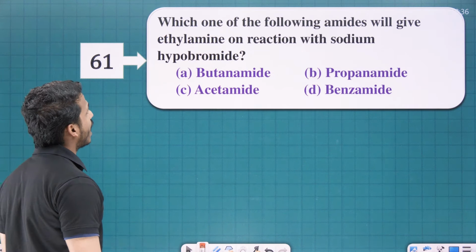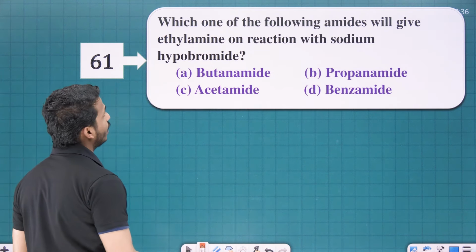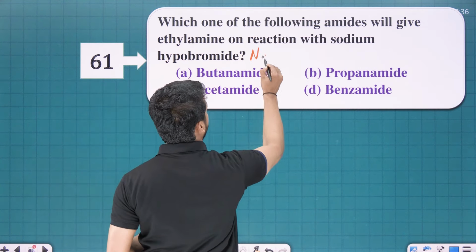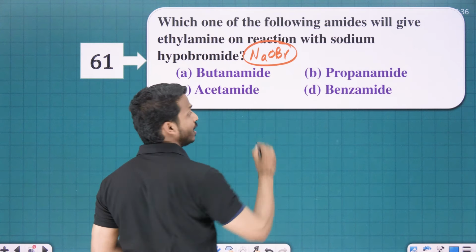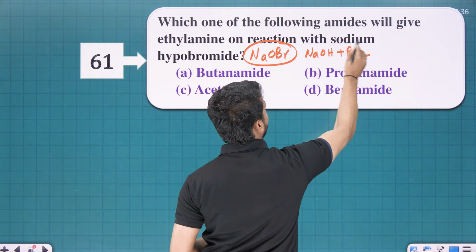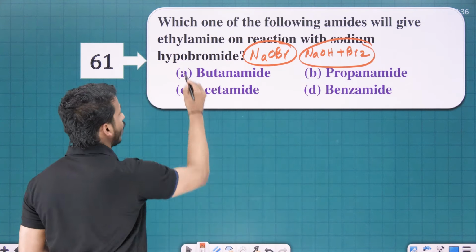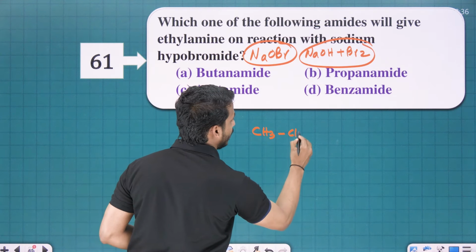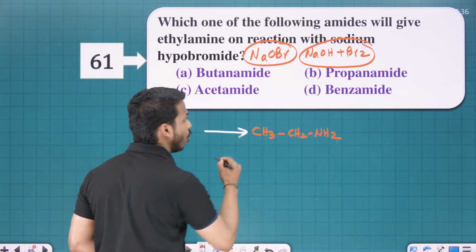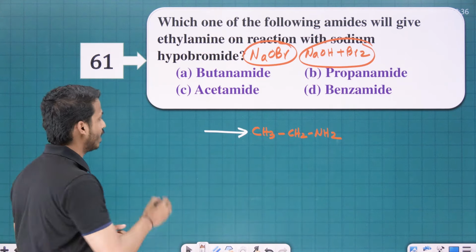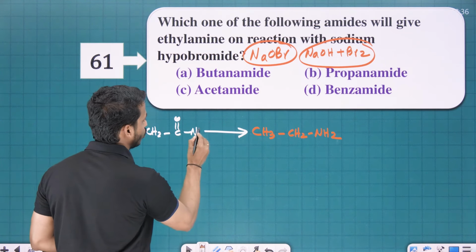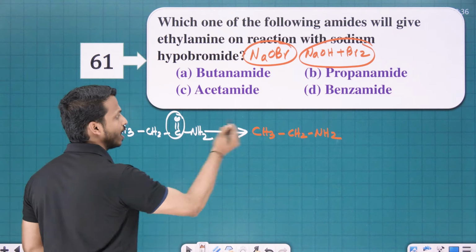Which one of the following amides will give ethylamine on reaction with sodium hypobromite? What is sodium hypobromite? NaOBr. That is nothing but our NaOH and Br2, Hofmann bromamide, they are asking, dear all. So what is the product already given? Ethylamine. What is ethylamine? CH3CH2NH2. If you want to get ethylamine through Hofmann, what should be the amide? Propanamide. One carbon should be extra, right? CH3CH2CONH2. It should be propanamide. The CO group is cut, we get this amine.